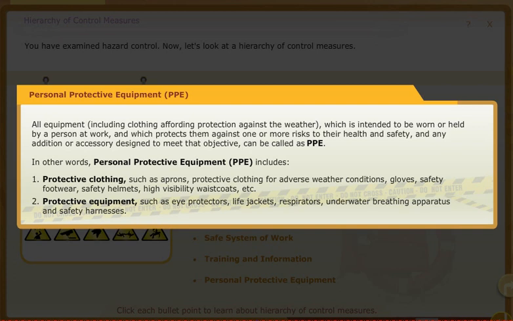In other words, personal protective equipment or PPE includes protective clothing such as aprons, protective clothing for adverse weather conditions, gloves, safety footwear, safety helmets, high visibility waistcoats, etc. Protective equipment such as eye protectors, life jackets, respirators, underwater breathing apparatus, and safety harnesses.